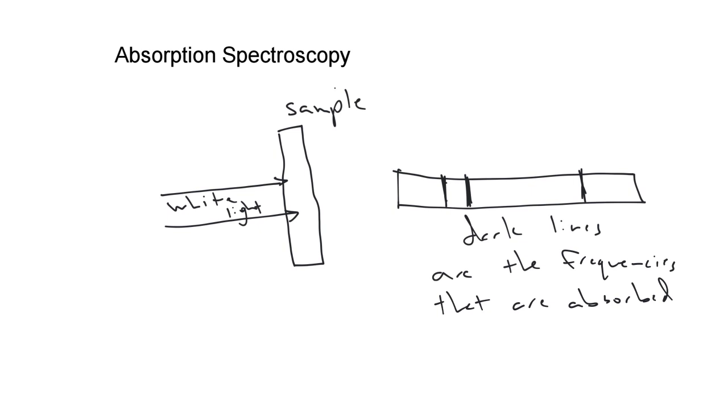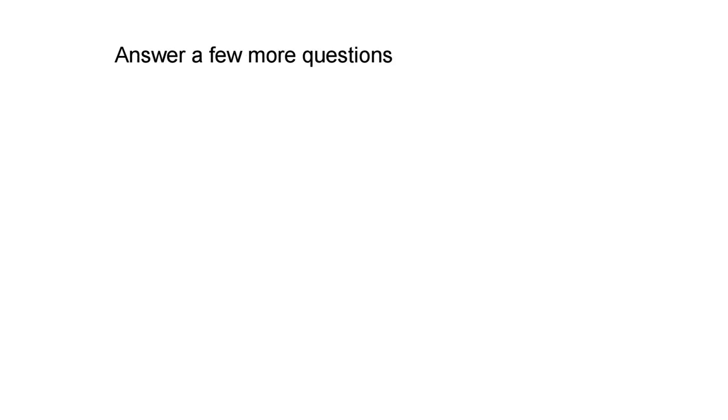In fact, a sample that gives us bright lines in one location will give us dark lines in those exact same locations if we do absorption spectroscopy, because whatever light it absorbs should be the same frequency as the light that it emits. All right, we'll call that good for this lecture video.